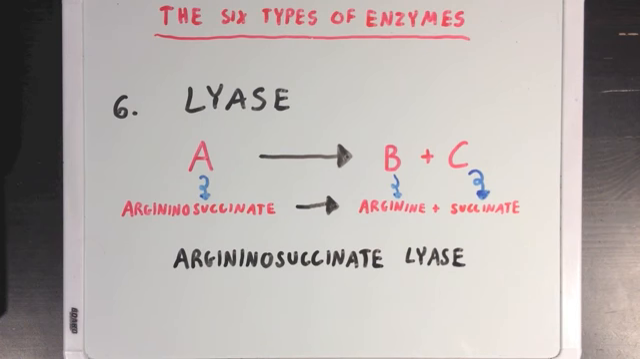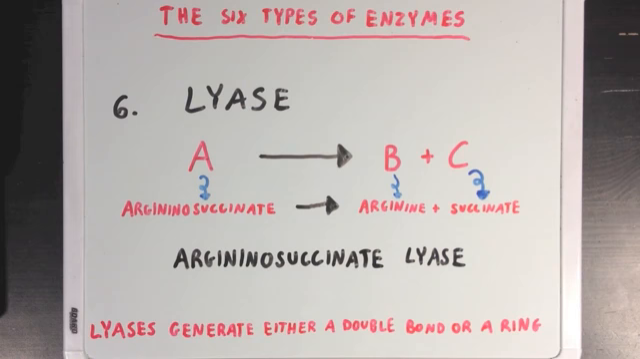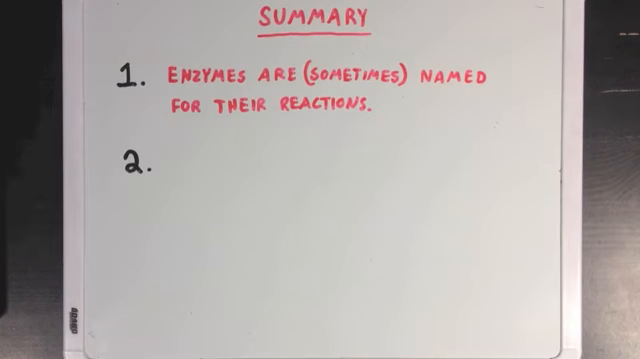Now, it's important to recognize that since lyases don't use water or oxidation to break a bond, they need to generate either a double bond between two atoms or a ring structure in a molecule in order to work. So, what did we learn? Well, first we learned that enzymes are sometimes named for their reactions. And next we learned about the 6 different types of enzymes.